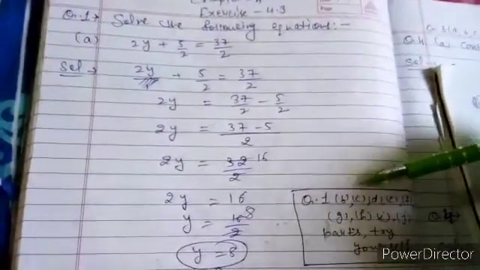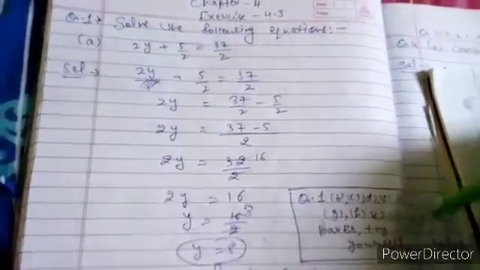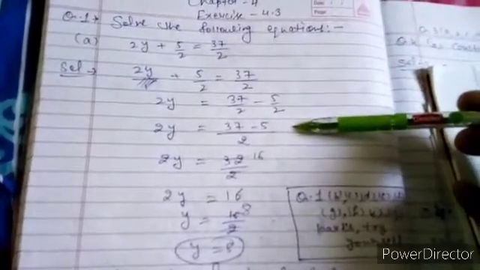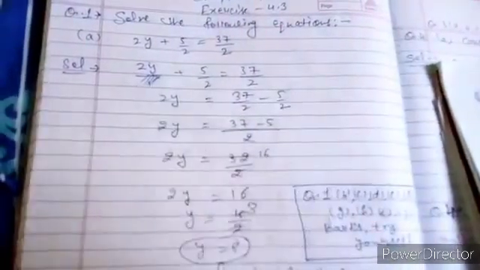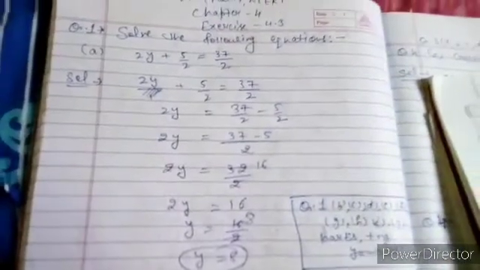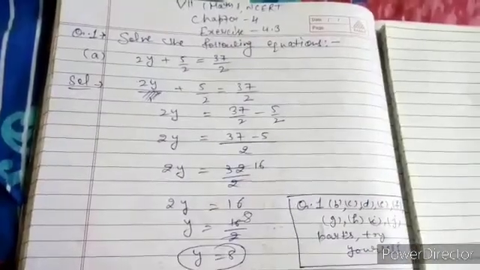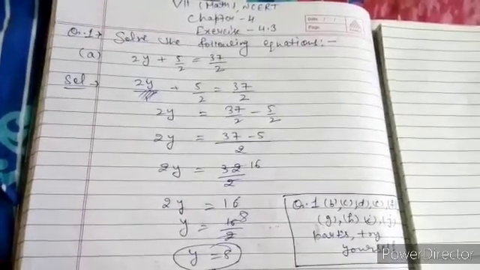Question number 1, other parts, B to J part, you can try yourself with the same procedure as I have told. Question number 1, A part.